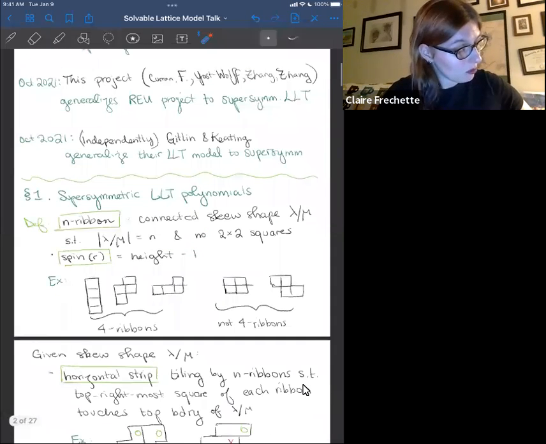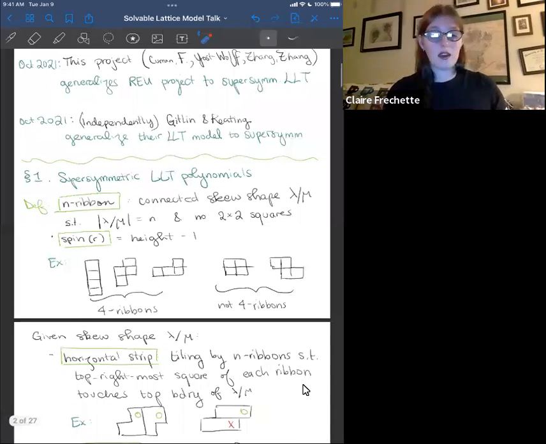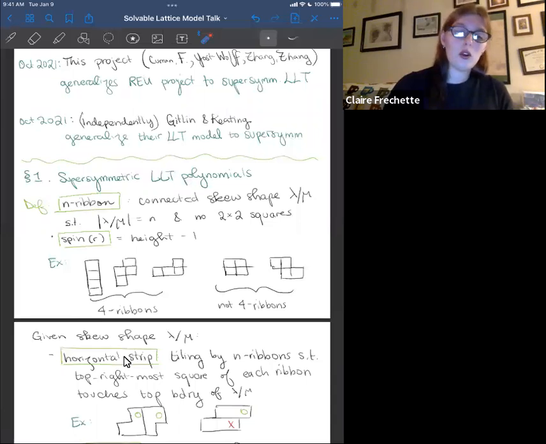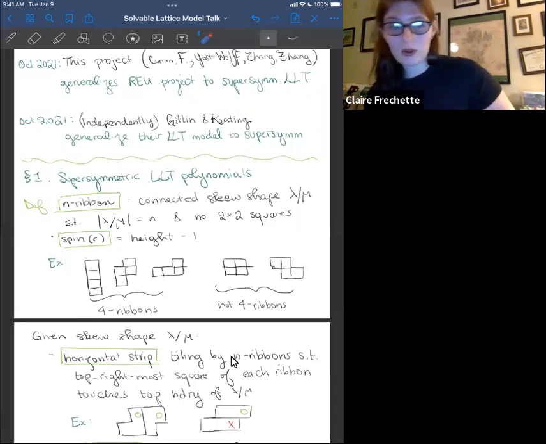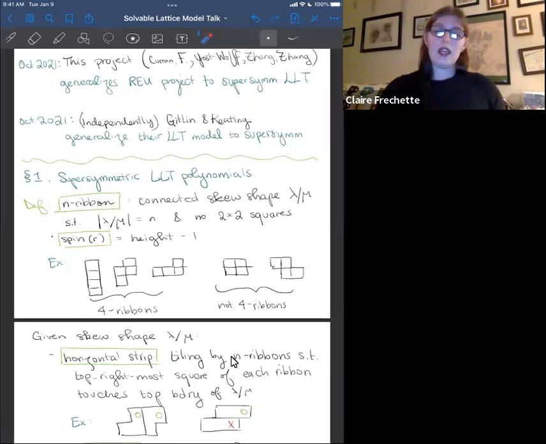Given a skew shape or a larger skew shape, we can then tile it with different types of ribbons. And we're going to say that if we set an n, a tiling by n ribbons is a horizontal strip if the top rightmost square of each ribbon touches the top boundary of your skew shape. So here's one example that is and one that isn't.